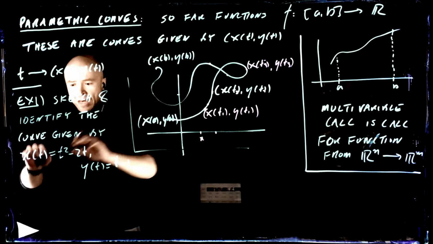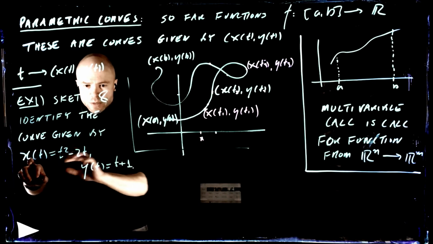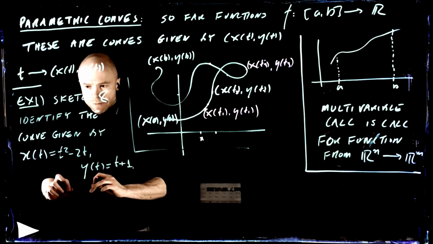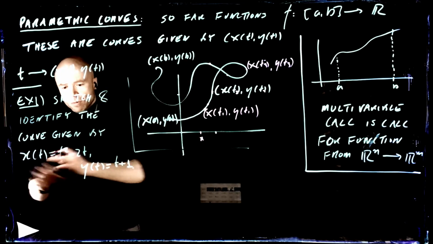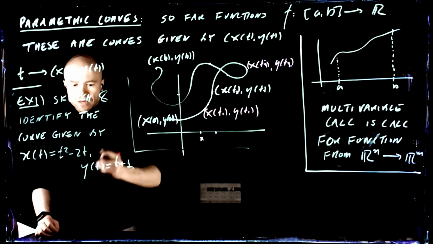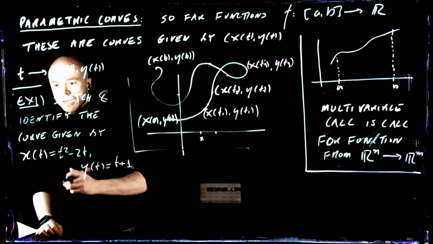Okay, so here we have some explicitly given parametric curve. It's not telling us what range of t, so we're going to say this is for all possible t, from minus infinity to infinity. And it wants us to sketch and identify this curve.